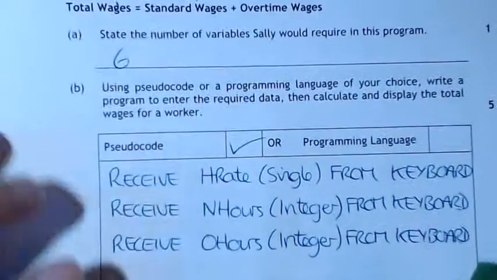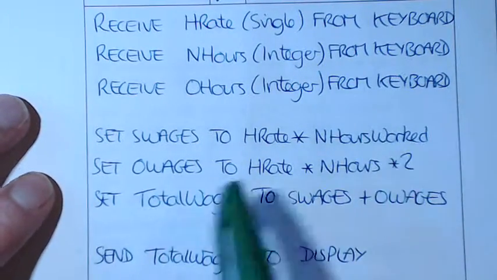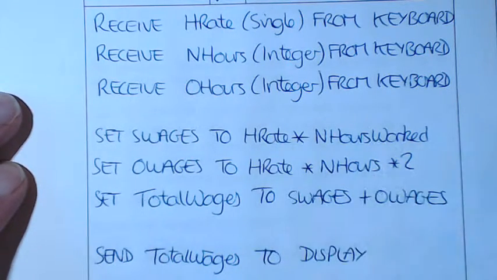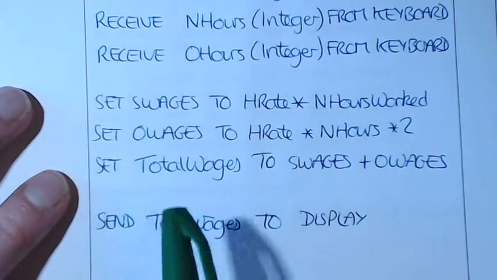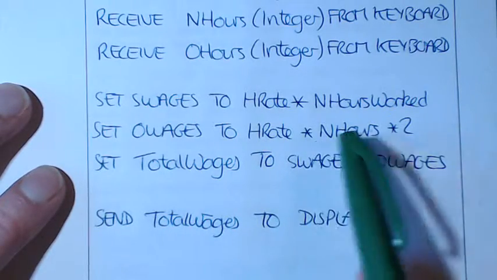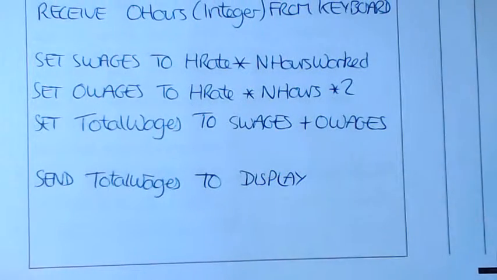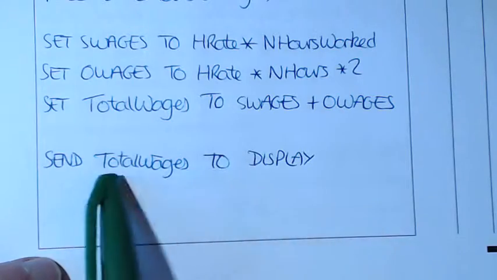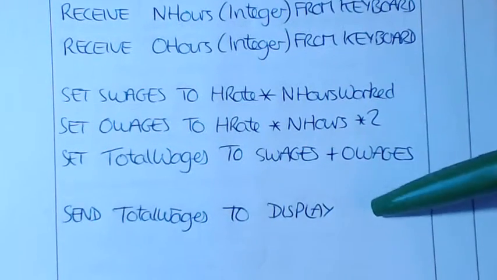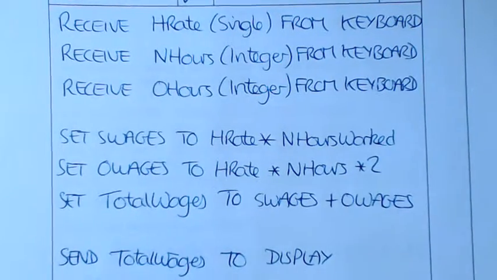Again, you're just essentially using these 3 calculations down here. After we've taken in inputs, we set your standard wages to your hourly rate times your number of hours worked, then set your overtime wages to your hourly rate times your number of hours times 2, and then set your total wages to your standard wages plus overtime wages, and then we send total wages to display. So that's your inputs, that's your process, and that's your outputs, and that's generally how all the programs work. So that's your answer in pseudocode.